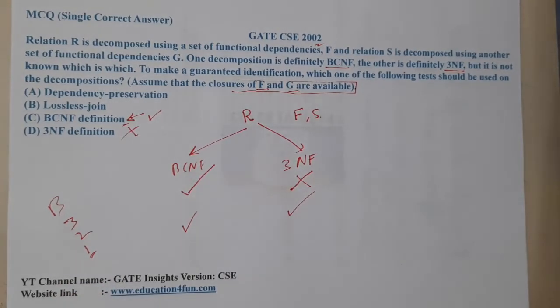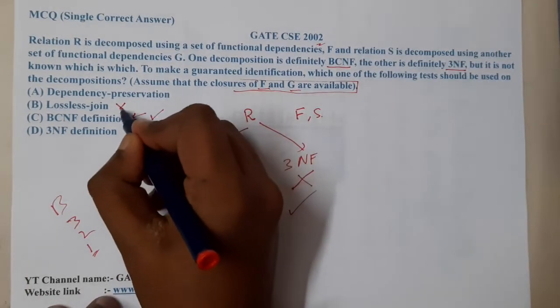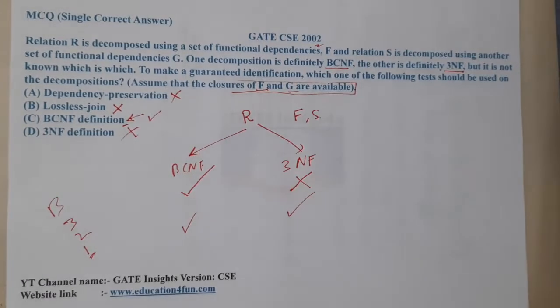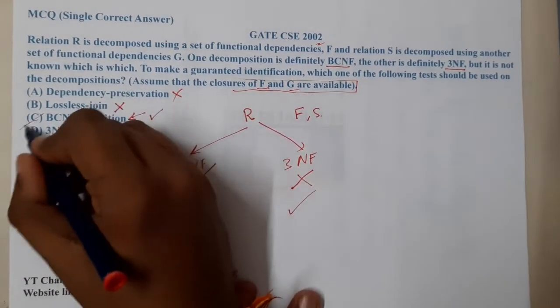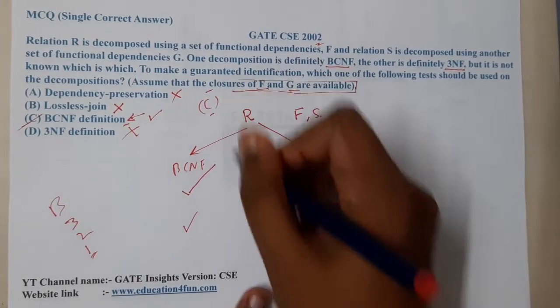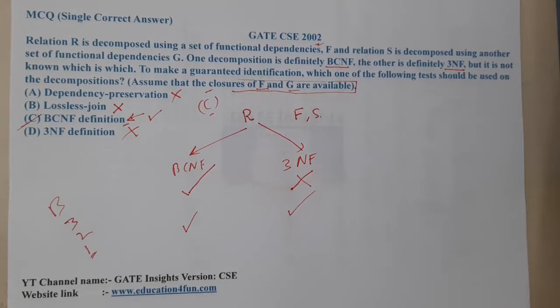Moving on to lossless join, both of them might fail, or both of them might pass. So there is no guarantee with respect to lossless join as well as dependency preservation. That is the reason why I think the best approach to check which is which is the BCNF test.